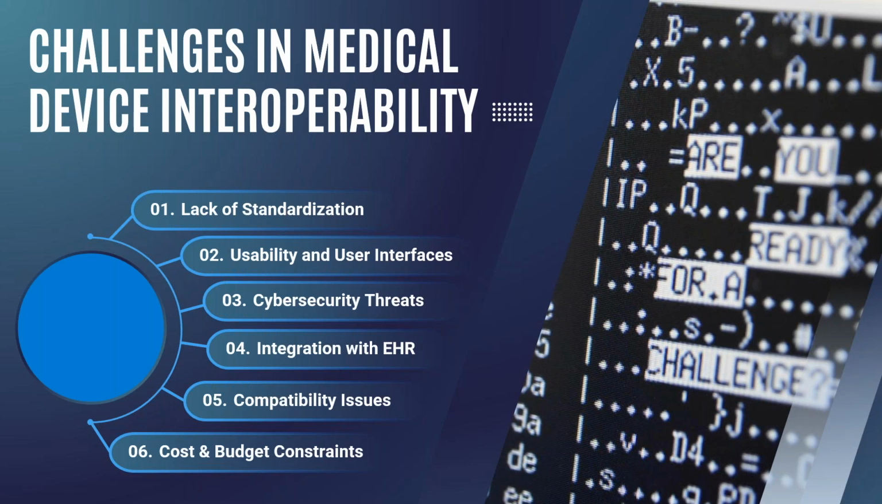And then cost and budget constraints. Maybe you might not be able to upgrade your entire fleet of equipment. You can only upgrade a small subset because that's all the money you have for that year. So you choose the oldest piece of equipment, but then you have to make sure that you're working within those realms of constraints.